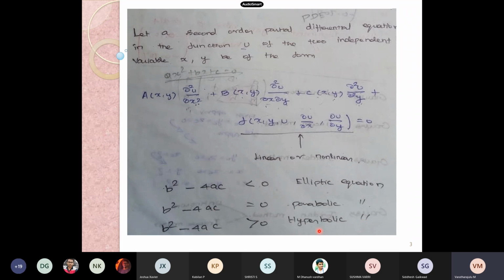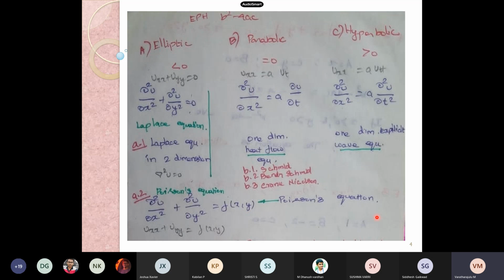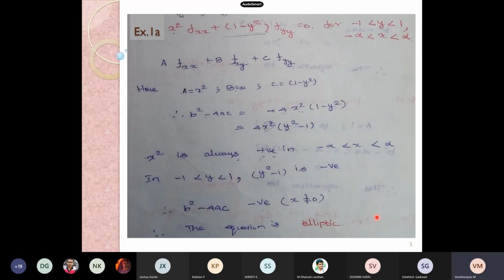So these types of equations are categorized as hyperbolic equations. If it is less than 0, elliptic. If it is equal to 0, that is parabolic. If it is greater than 0, that is hyperbolic. Under elliptic, we are going to deal with the Laplace and Poisson equations. Under parabolic, we are going to deal with the one-dimensional heat flow equation, and under hyperbolic, we are going to deal with the one-dimensional wave equation.